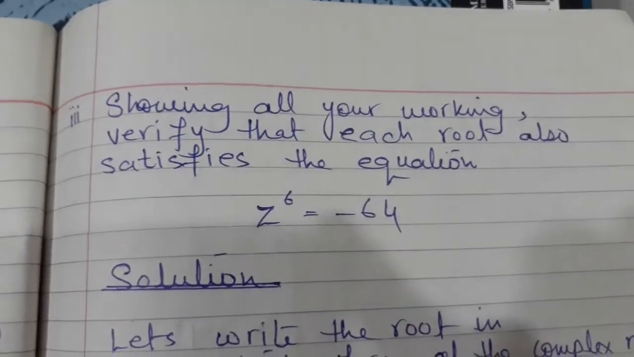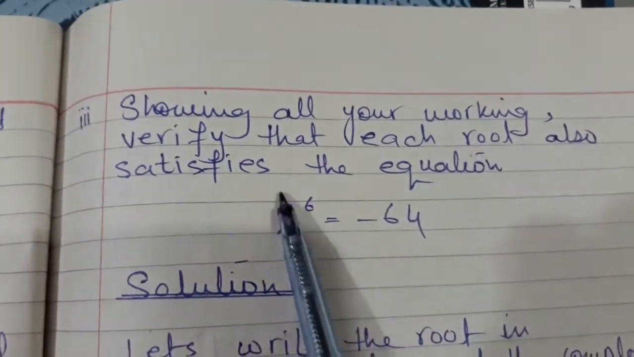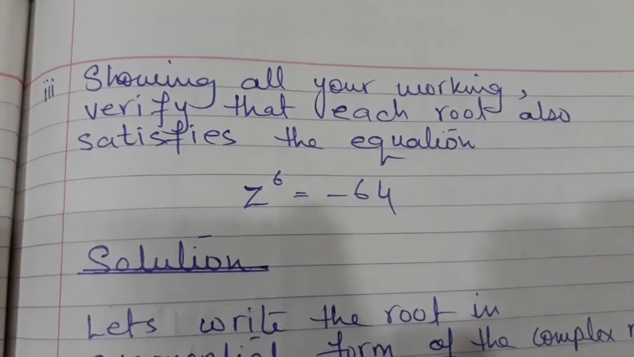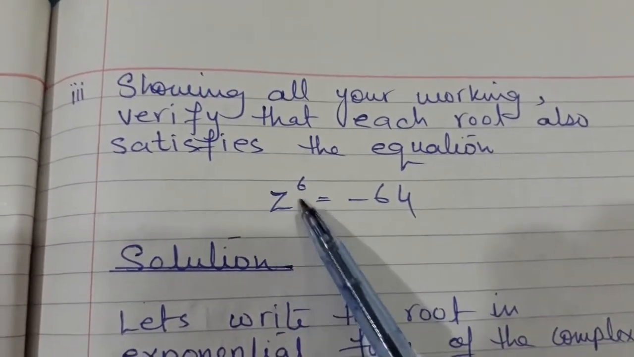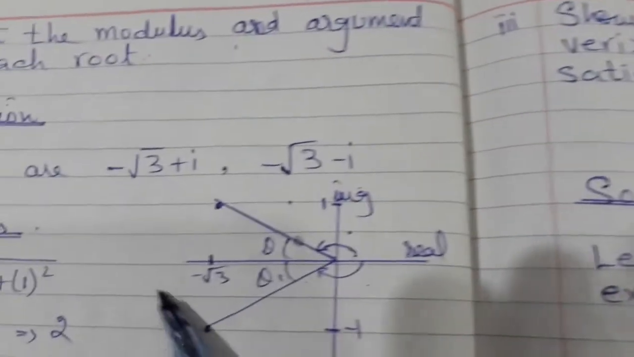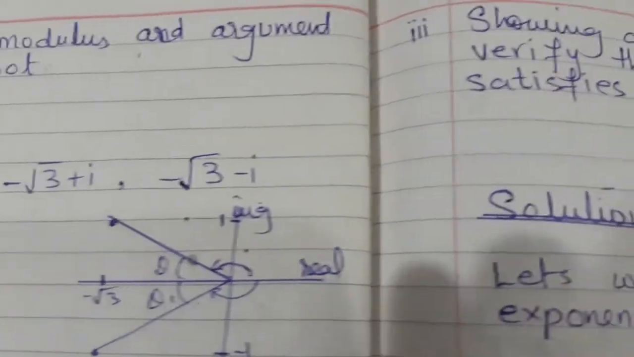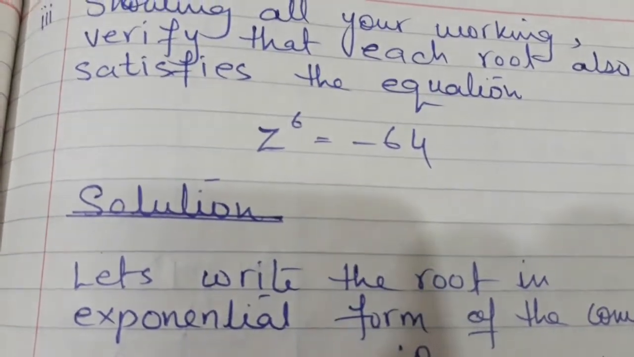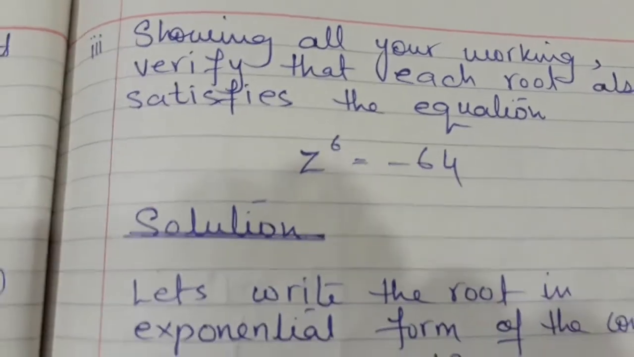Now part 3 of the question says, show all your working, verify that each root satisfies this equation. Now we know when the question says satisfy the equation, we plug in the value of roots in the equation and we should get the same answer. It means if I substitute the value here of z, my z was minus 3 plus iota, minus 3 minus iota. So if I plug in these values here, then the simplification of this should give me the answer minus 64. If I actually substitute and solve it, it will take too long, right? Because it has power 6.